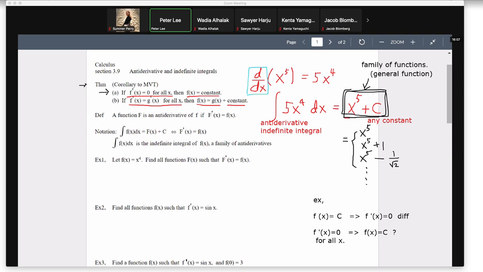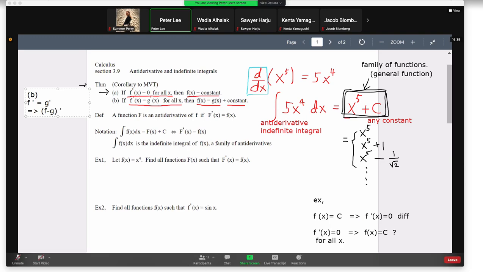And if you want, let me give you the proof of part B here. Let me give you the hint for part B. Basically, what is the proof? Let me just put it on the left margin here. If f prime is equal to g prime, then what does that imply? That implies that the derivative of f minus g is equal to 0.